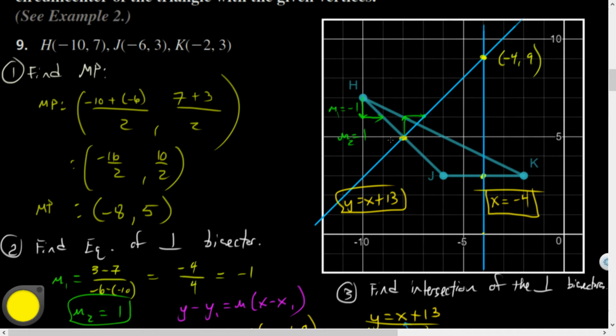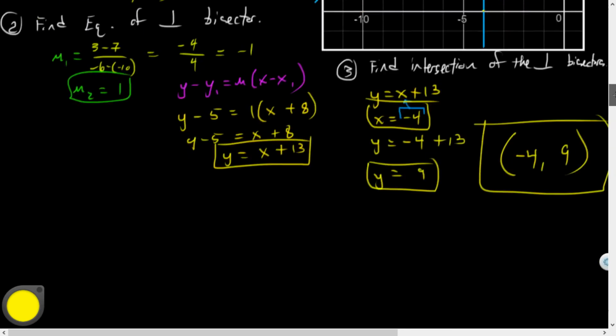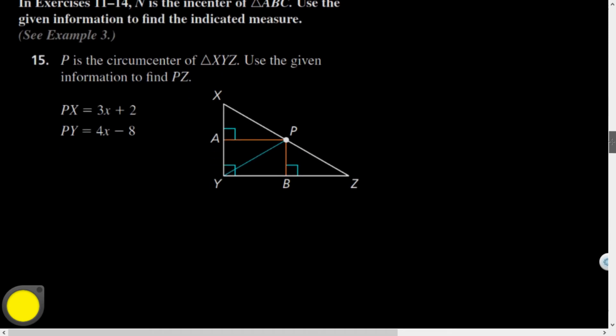So if, for instance, your coordinates were far less friendly, if your midpoints were fractions or decimals and weird things, you could accurately, exactly find the intersection using algebra in this method. So find the midpoint, find the equation of your perpendicular bisectors, and then use a system of equations to find the common point of intersection.